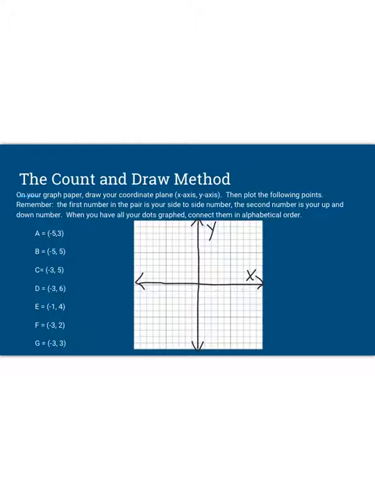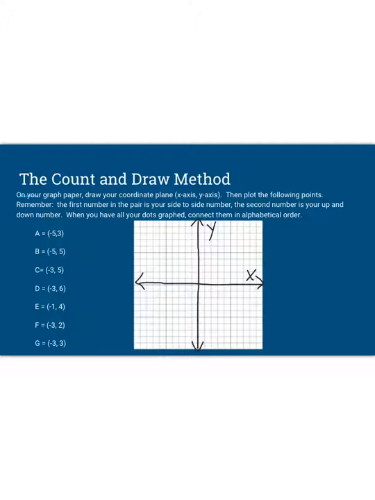Back to the directions, it says, then plot the following points. Remember, the first number in the pair is your side-to-side number, also known as your x-coordinate. The second number is your up and down number, also known as your y-coordinate. When you have all of your dots graphed, connect them in alphabetical order.